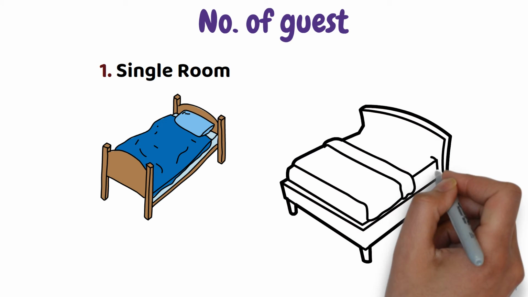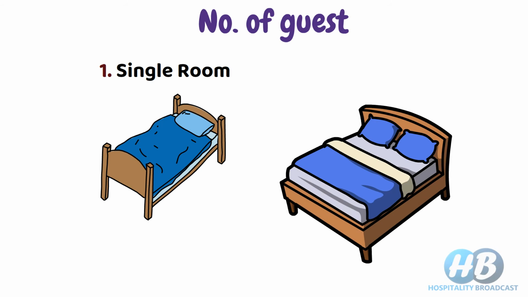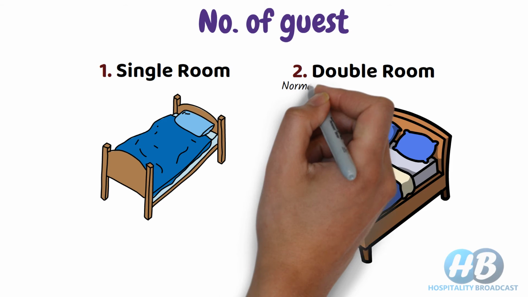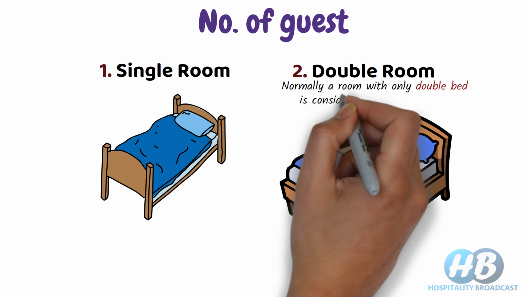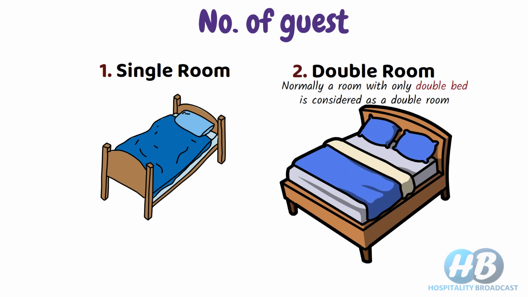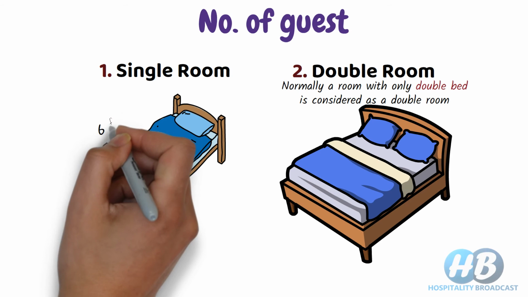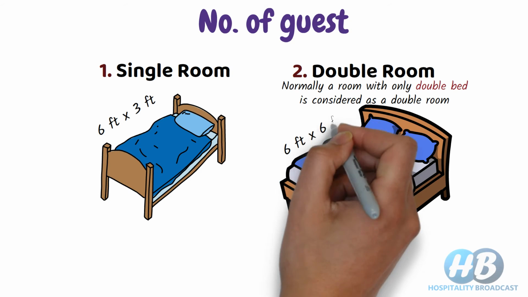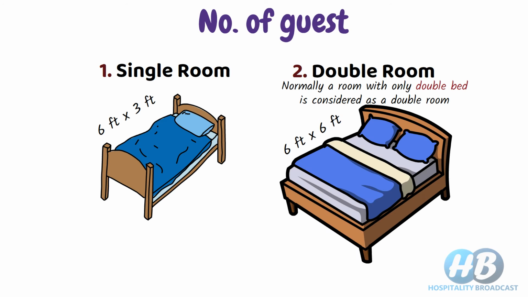Similarly, a room that is meant for two persons and may have two single beds or a double bed is called double room. Generally, we see a double bed in double room. Generally, the size of a single bed is 6 feet long and 3 feet wide, and 6 feet long and 6 feet wide for a double bed.